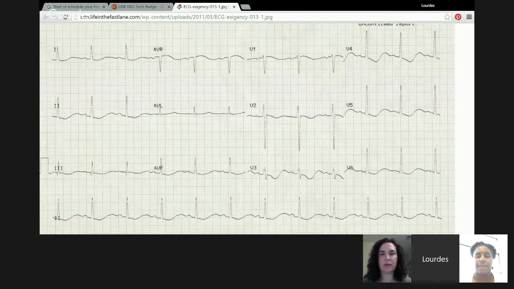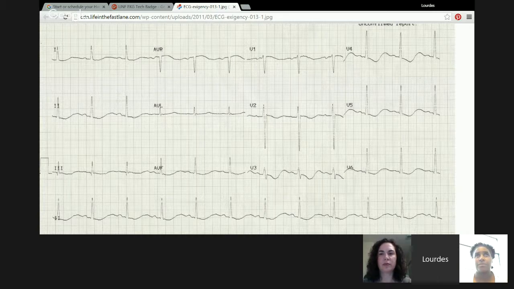Axis deviation, looking at leads 1 and AVF, they are both upright, so there is no axis deviation. Looking at left ventricular hypertrophy, at leads V1 and V5, so it's about 5, 10, 15, 25, 30, so like 32 millimeters, so it's under 35, so there's no left ventricular hypertrophy.